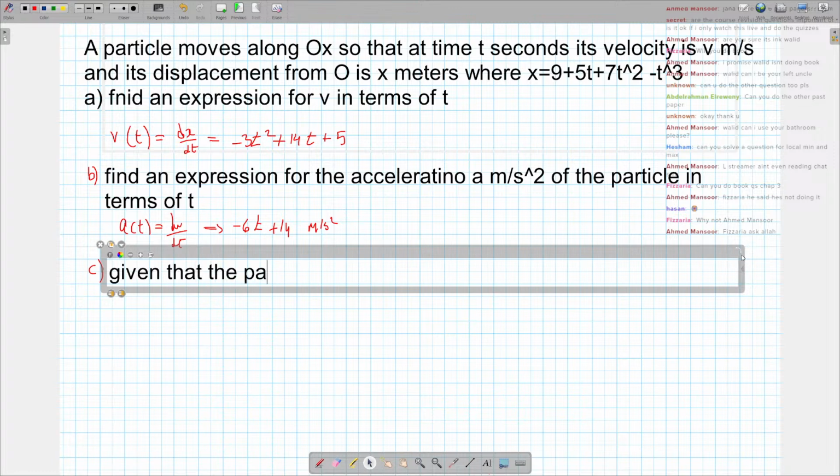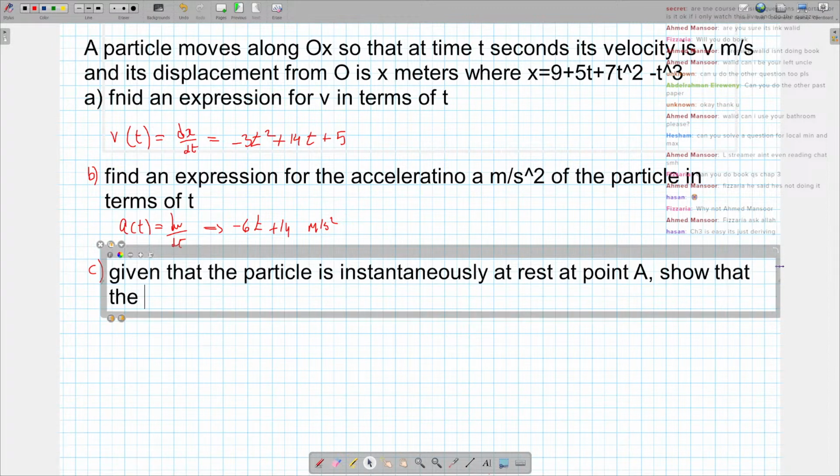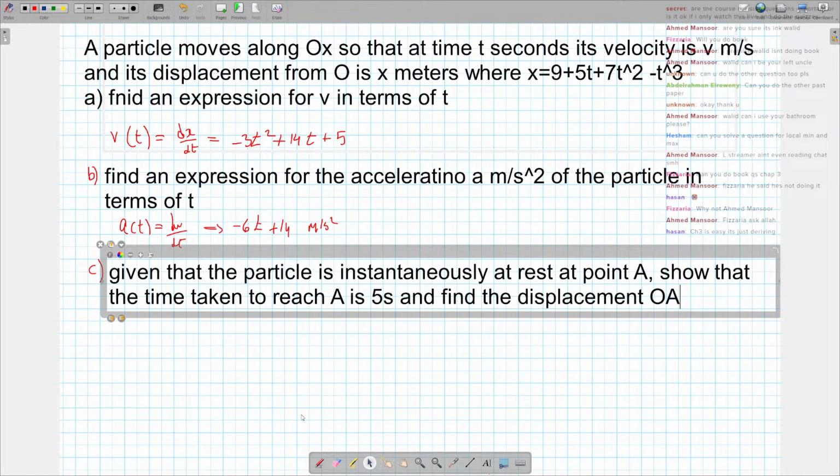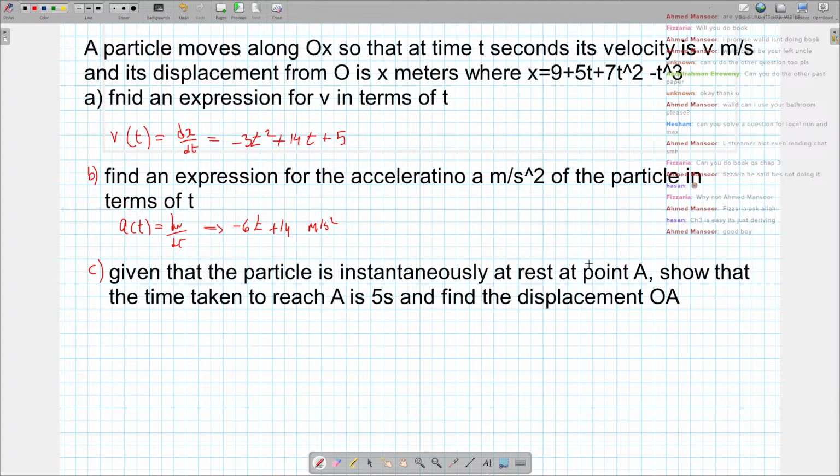Given that the particle is instantaneously at rest at point A, show that the time taken to reach A is 5 seconds and find the displacement OA. Okay. What does instantaneously at rest mean? It means v(t) equals 0. What is the time to reach A? We need to find the time when v equals 0.